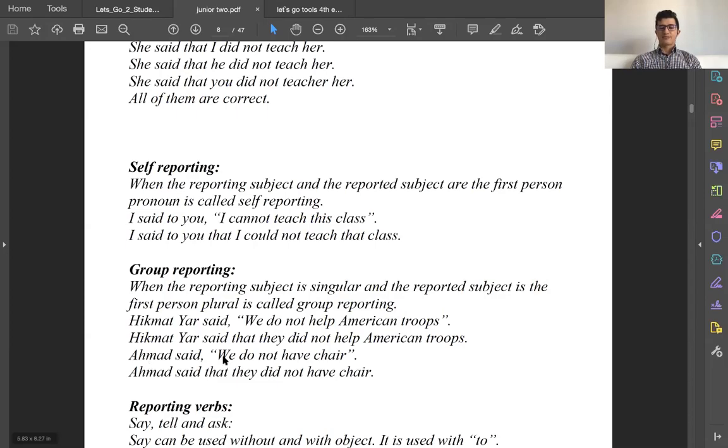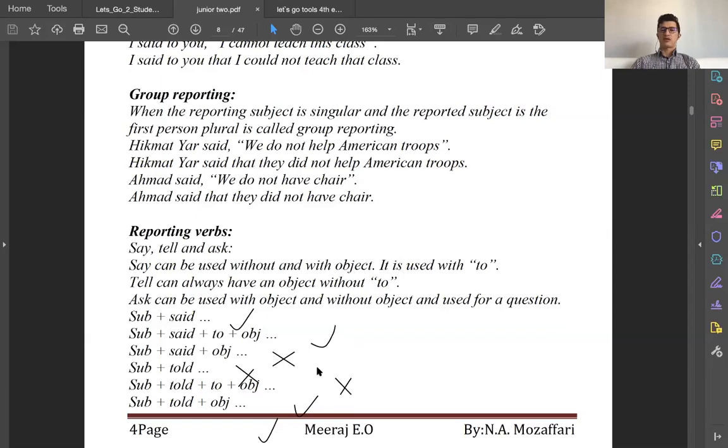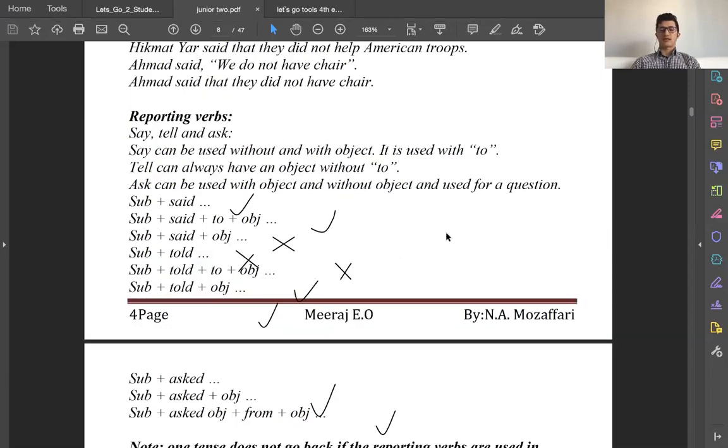Ahmad said, we do not have chair. Here also we have a singular subject, but a first person plural subject in the reported speech. When we change it, we say Ahmad said that they did not have chair. So in this example, you see that you have first person plural as a subject here. This is called group reporting. That's not very important, but sometimes you might face these issues and you should know what you are talking about.